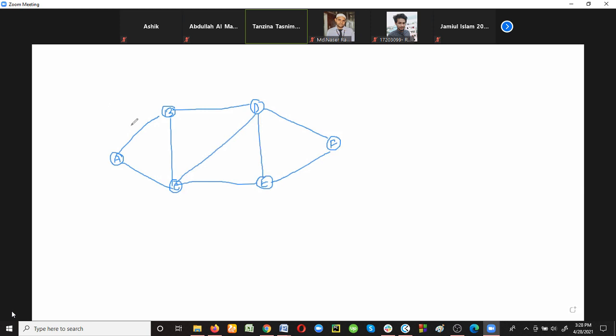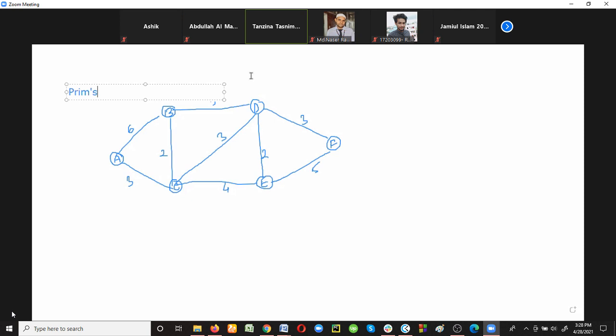Now we can add some weights. 6, 3, 2, 5, 3, 4, 2, 3, and 5. Okay. So now we'll use Prim's algorithm.